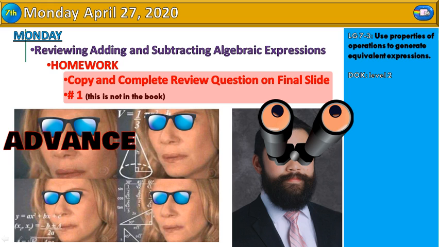Today we're going to be reviewing adding and subtracting algebraic expressions. There'll be one homework question to solve, and that'll be done by copying and completing the last question on the slide. Let's proceed by reviewing the rules for adding linear expressions with the vertical and horizontal methods.